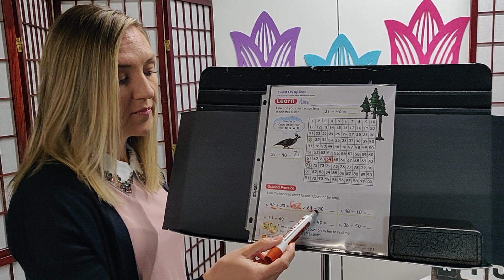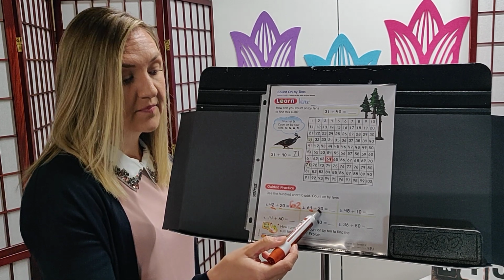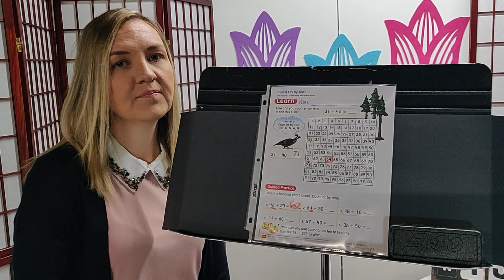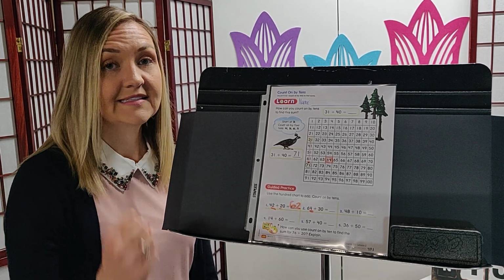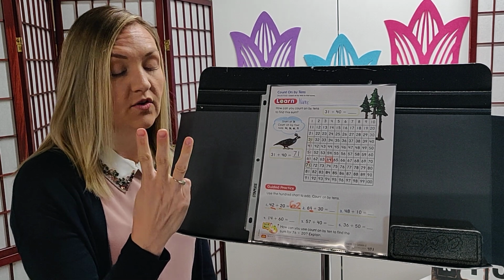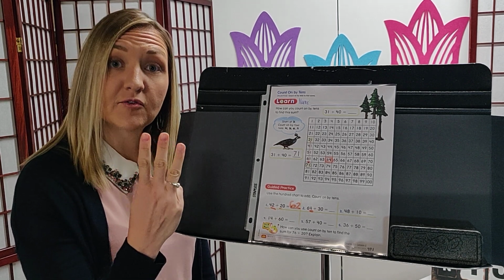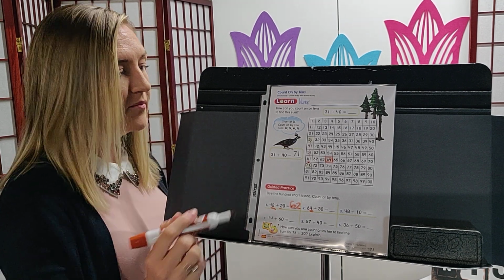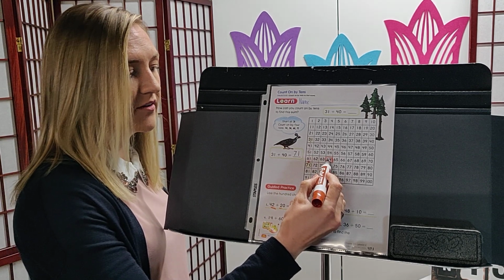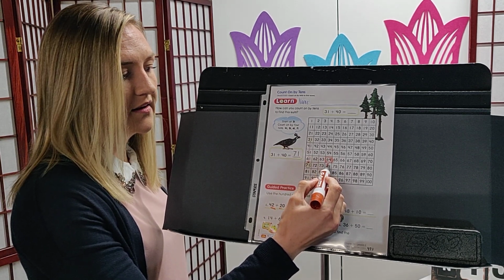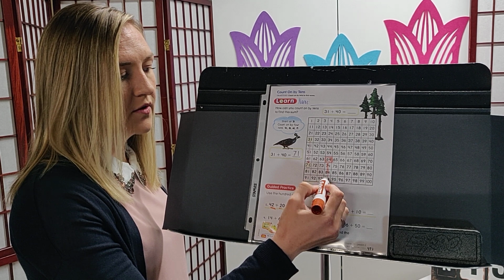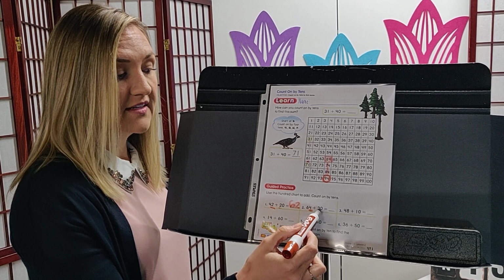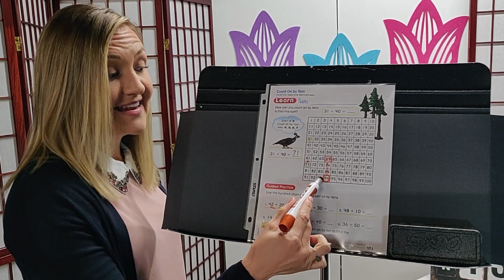Okay, so 64 plus 30. 30, we need to think about how many groups of 10 are in 30. Well, we could count it. 10, 20, 30. 30 is 3 groups of 10. So we get to jump down 3 times. Each time we move down, we're adding a group of 10, so we're counting 3 groups of 10. 1, 2, 3, and here is our sum right here. 64 plus 30 is equal to 94.